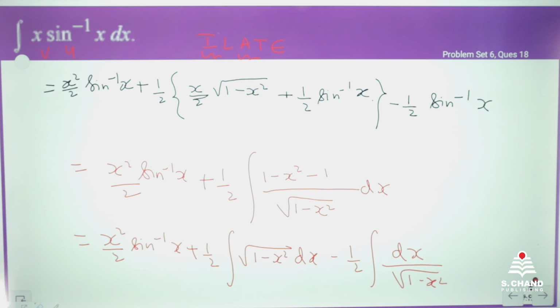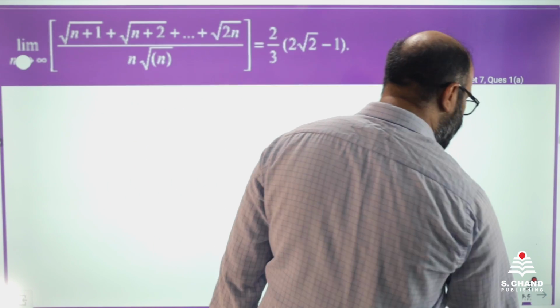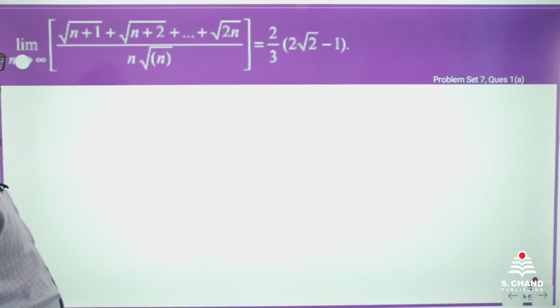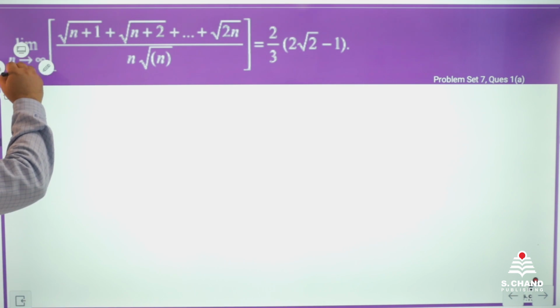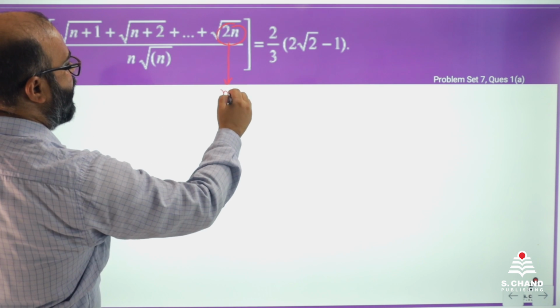Right. Now let us come to the next question. The next question says that we have the limit as n tends to infinity of root over n plus 1 plus root over n plus 2 till root over 2n. So how can this 2n be written? This 2n can be written as n plus n.